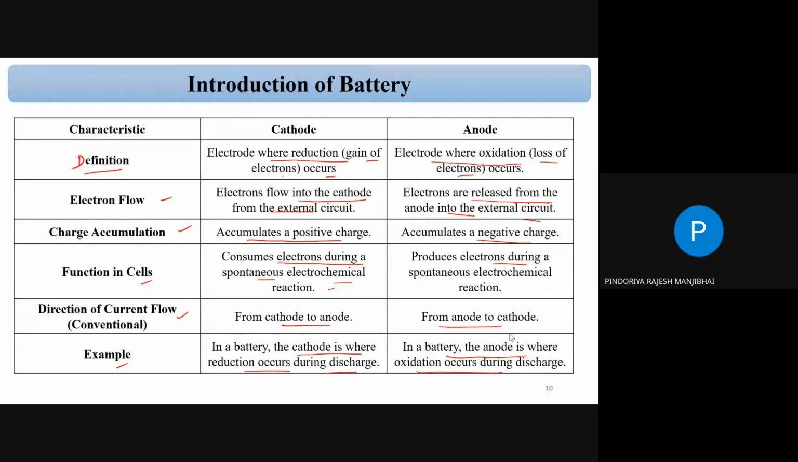So we have two types of battery. One is a primary battery and another one is a secondary battery. The primary battery is not rechargeable. We cannot recharge that battery. But the secondary battery is a rechargeable battery. In a rechargeable battery, the flow from anode to cathode is possible.